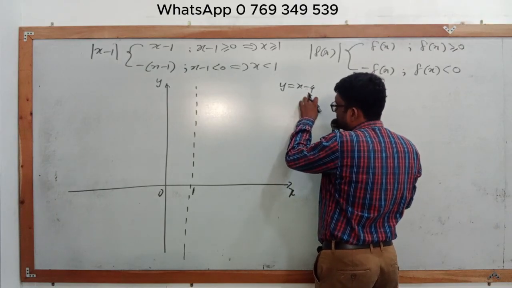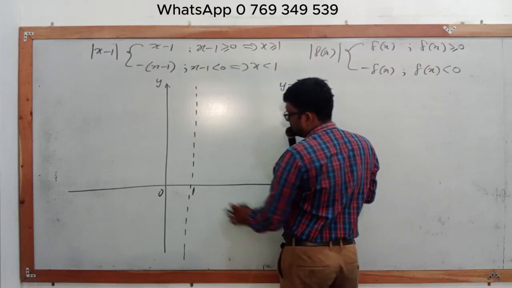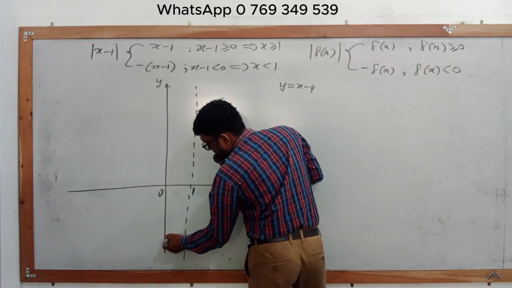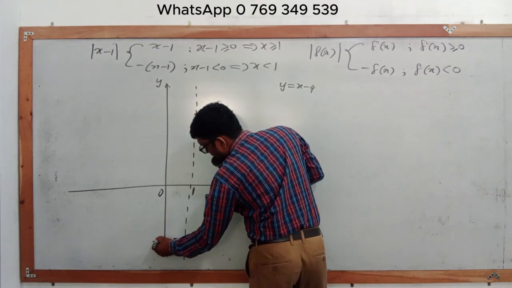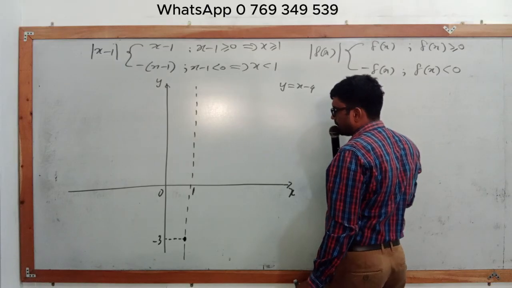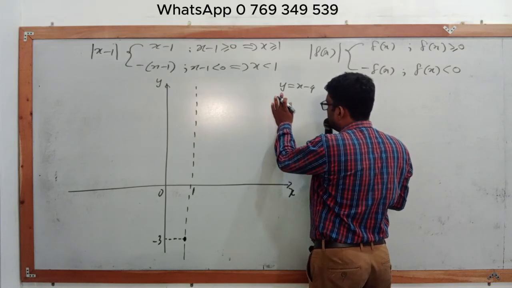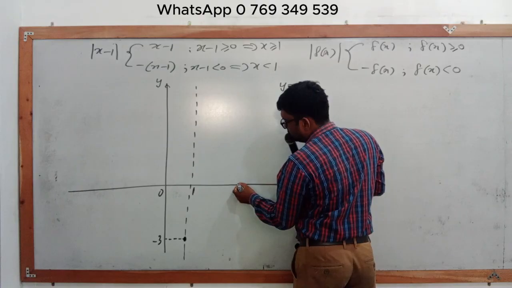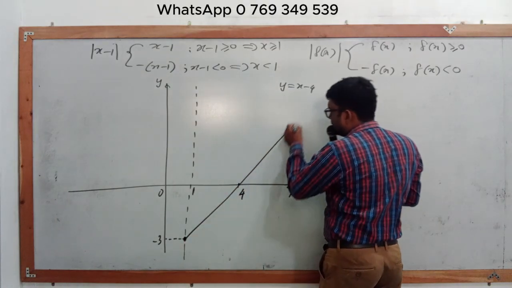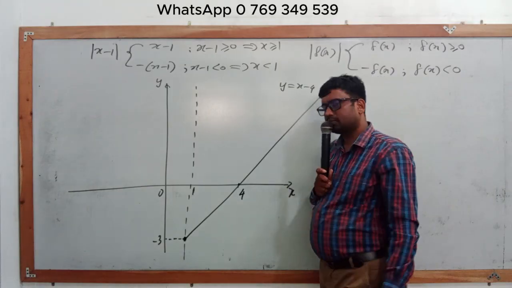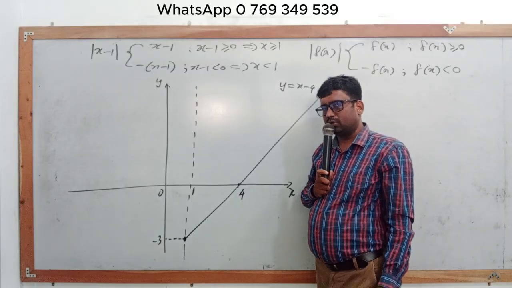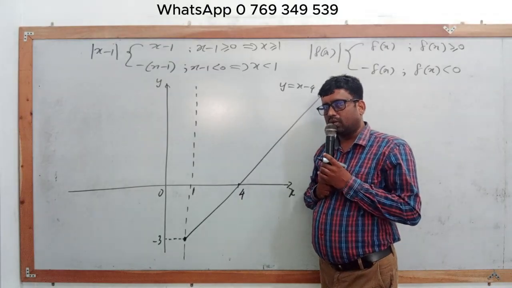When x equals 1, we are putting this one always. This is our line x equals 1, y is minus 3. Here minus 3, this is the point. We take y equals 0, therefore x equals 4, and that one should be here. 4 is here. That graph is like this. Normally we can draw like that.